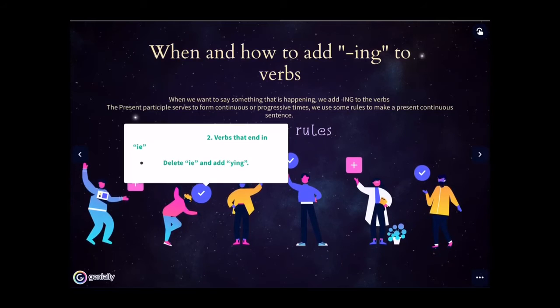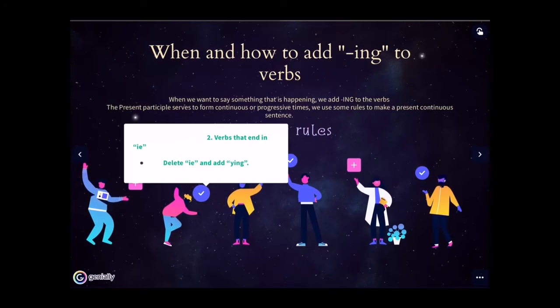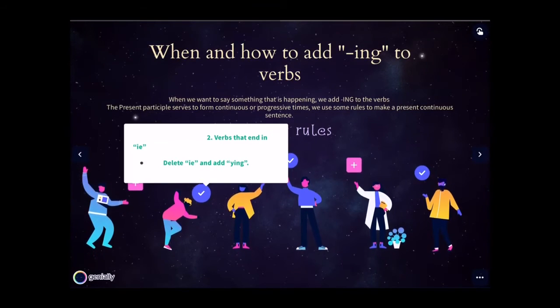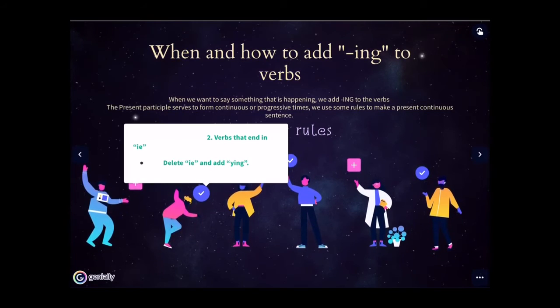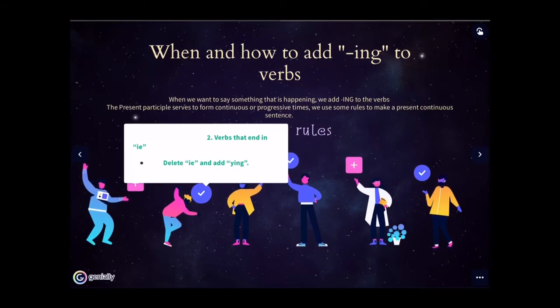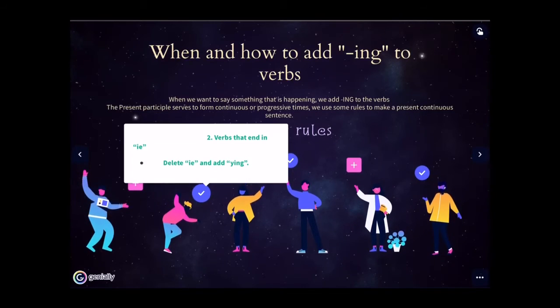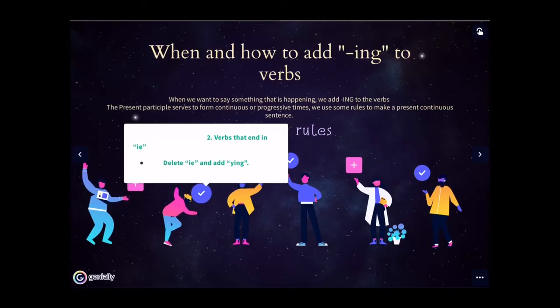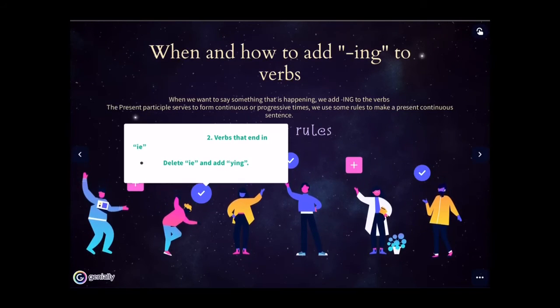The second rule. Verbs that end in ie, we erase the ie and we add ying. Examples can be lie becomes lying, die to dying, buy and buying.